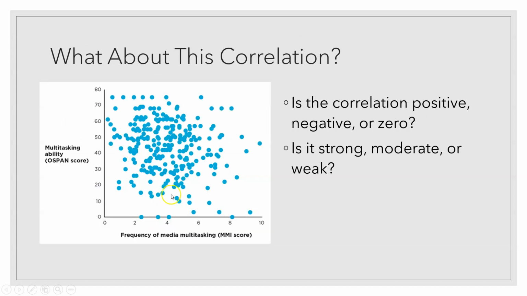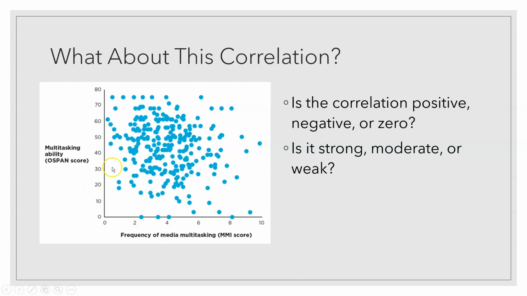So what about this correlation? This is the study looking at multitasking ability and the frequency of media multitasking. Higher numbers here mean that people are multitasking more. Lower numbers mean they're multitasking less. Higher O-span scores mean a higher working memory capacity, a better capability of trading off storage and processing. Lower numbers mean a lower working memory capacity. So my question to you is, is the correlation positive, negative, or zero? Additionally, is this correlation strong, moderate, or weak?